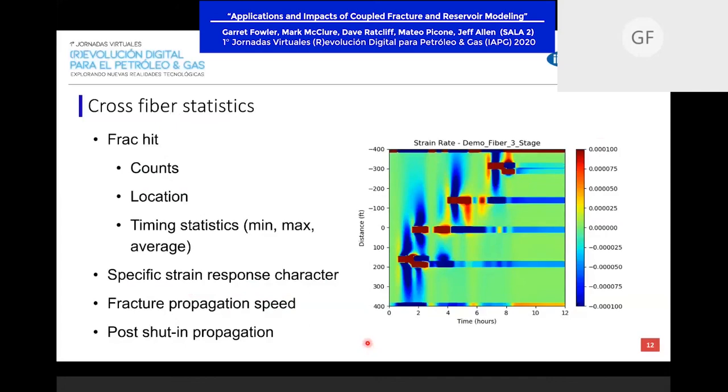So Apache in the Permian did an extensive project with crosswell fiber optics. They actually had 2 crosswell monitored wells in a 12-well pad, and we were able to model and replicate all of those diagnostics, and that's going to be published at HFTC in February.